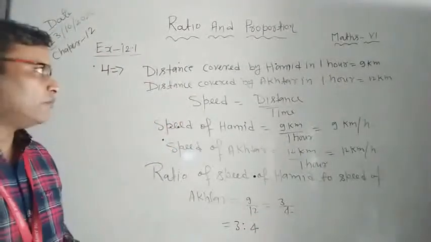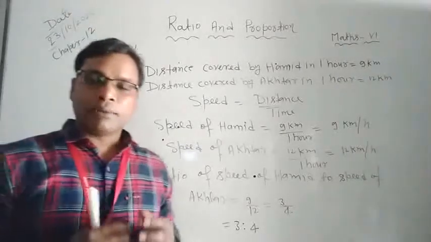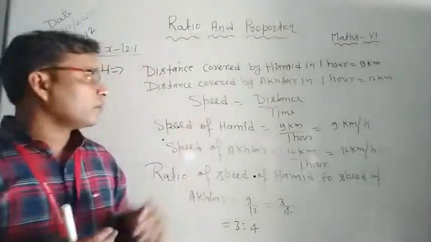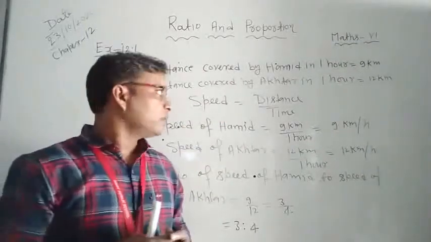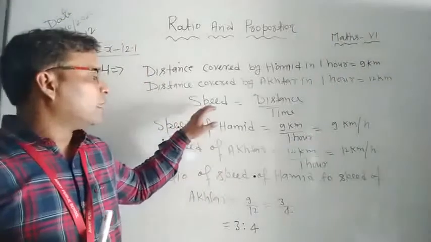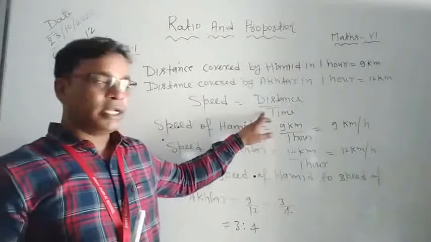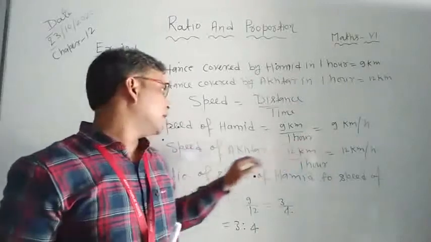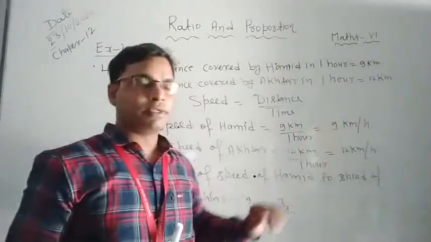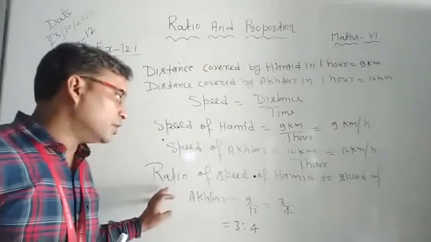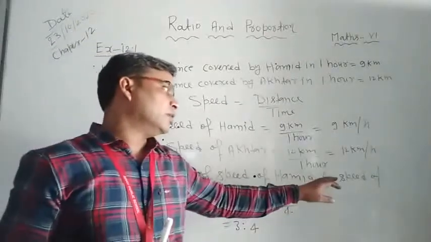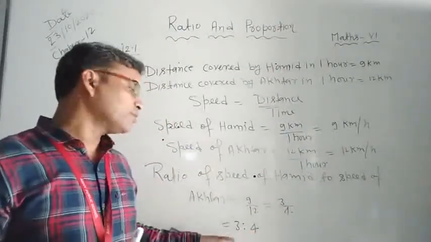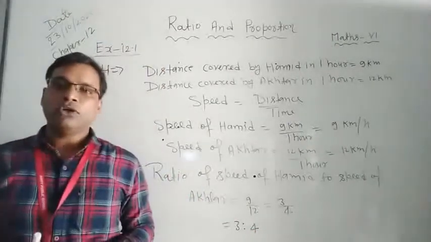So students, I hope all of you understood. In this question, it is given that Hamid traveled 9 km in 1 hour and also Akhtar covered 12 km in 1 hour. So we find the speed. We know that speed is equal to distance upon time. So we find the speed of Hamid is 9 km per hour and the speed of Akhtar is 12 km per hour. And also we find their ratio of the speed of Hamid and speed of Akhtar. This is equal to 9 by 12, or you can write 3 by 4, or you can say 3:4. So students, I hope all of you understood this question.